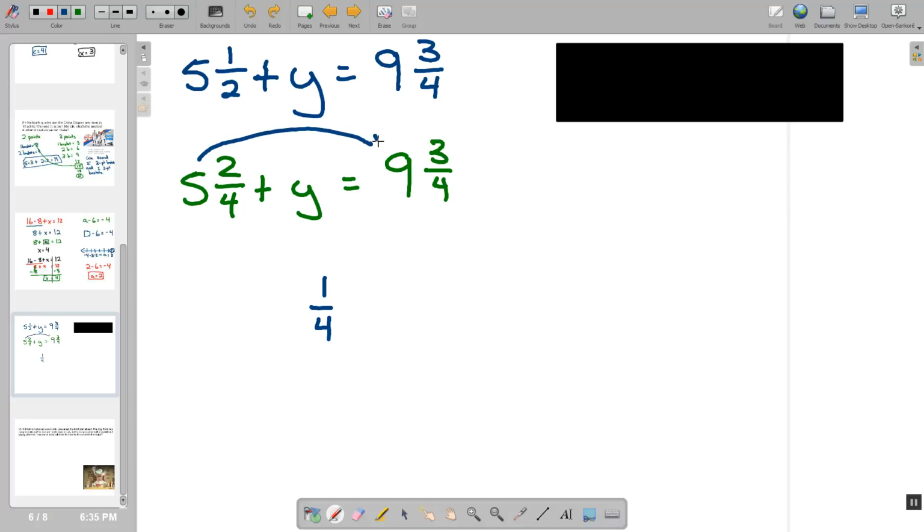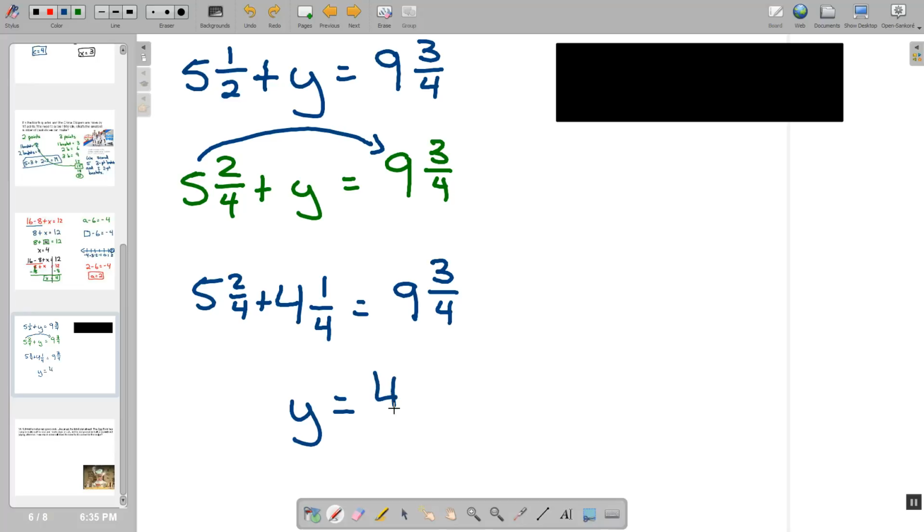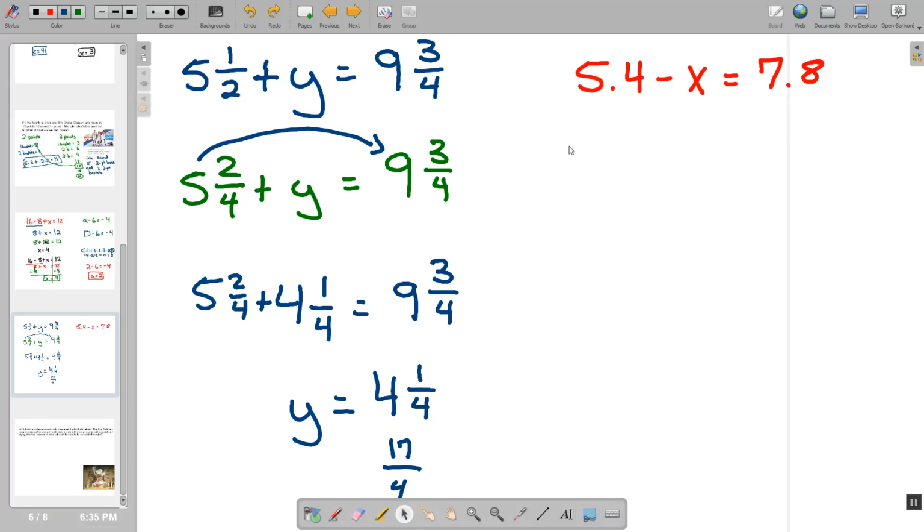Well, the gap between 5 and 9 is 4. Therefore, 5 2/4 plus 4 1/4 is equal to our answer of 9 3/4. Therefore, y is equal to 4 1/4, or the improper fraction 17/4. We have one last example here before we have the story problem, and this one has some decimals in it. We got 5 4/10 minus some number x is equal to 7 8/10.